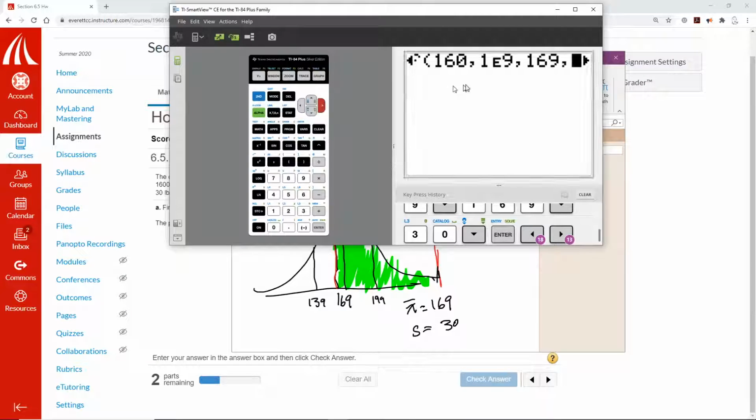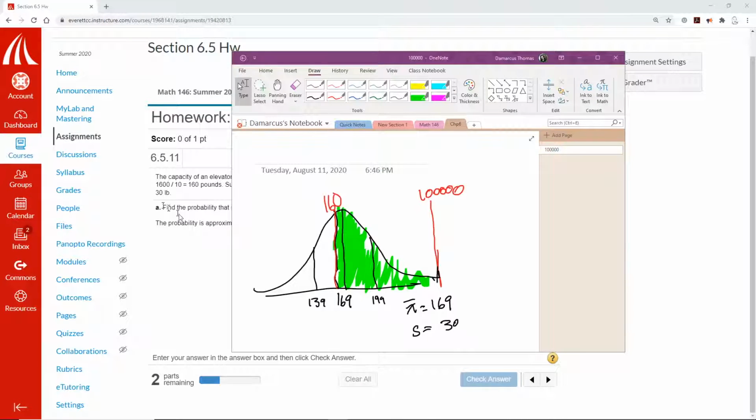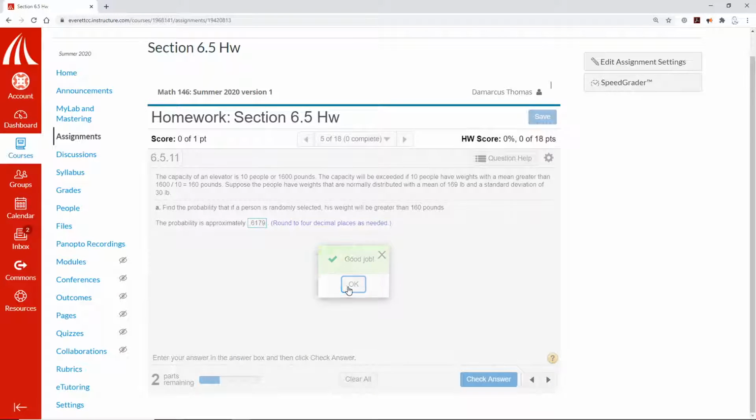And then normal CDF will accept the mean and also the deviation. Now hit enter, and it says 0.6179. So the probability is therefore 0.6179. That's 4 places. We got it.